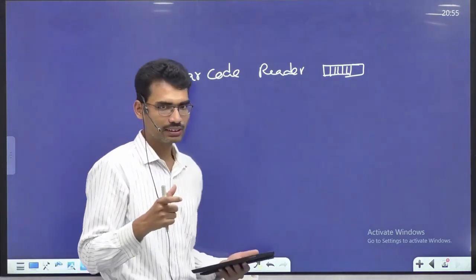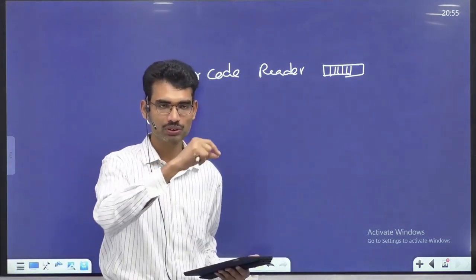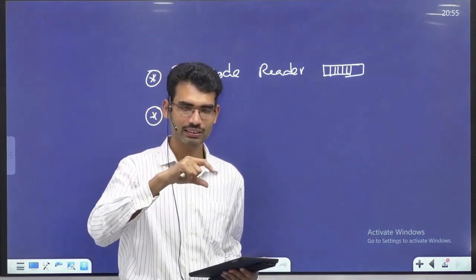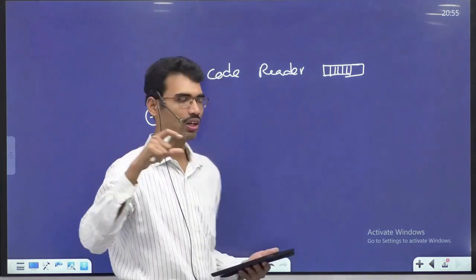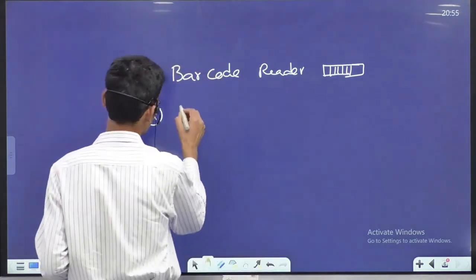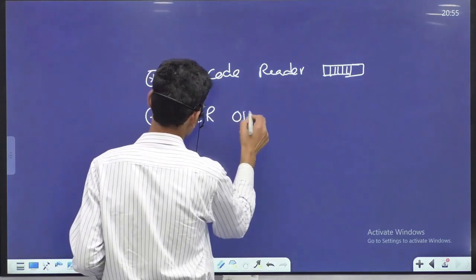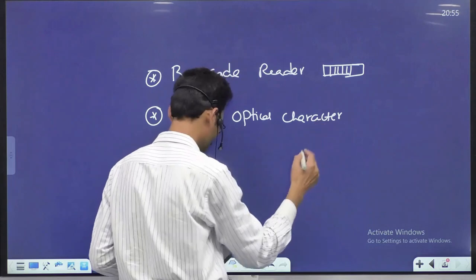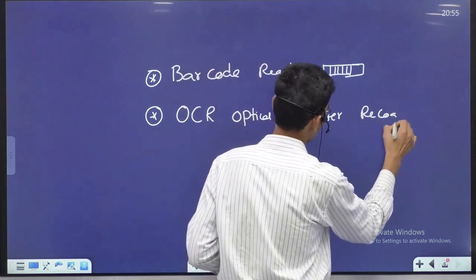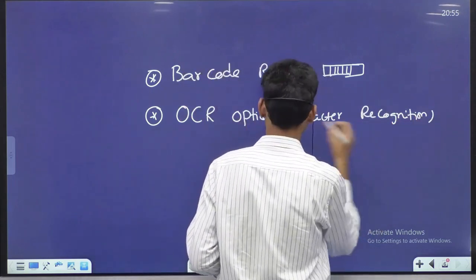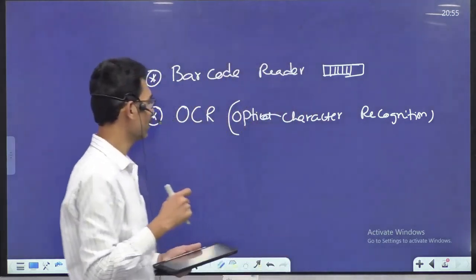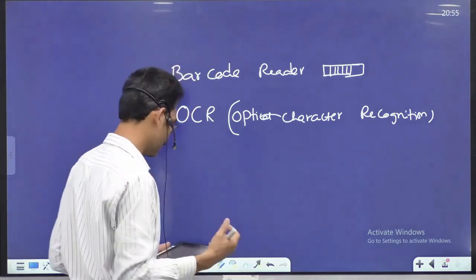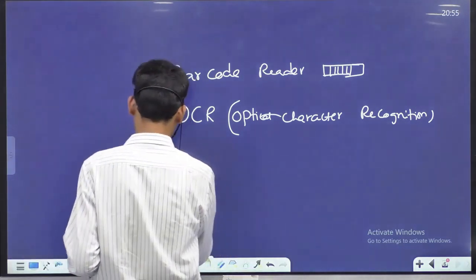There are certain images read through an optical reader. Suppose text is a kind of image. If you want to convert the text directly into letters in the computer, that is optical character recognition, OCR. Optical character recognition. In UPSC, in EPFO, they may simply ask what is the full form of OCR: optical character recognition. Next one.